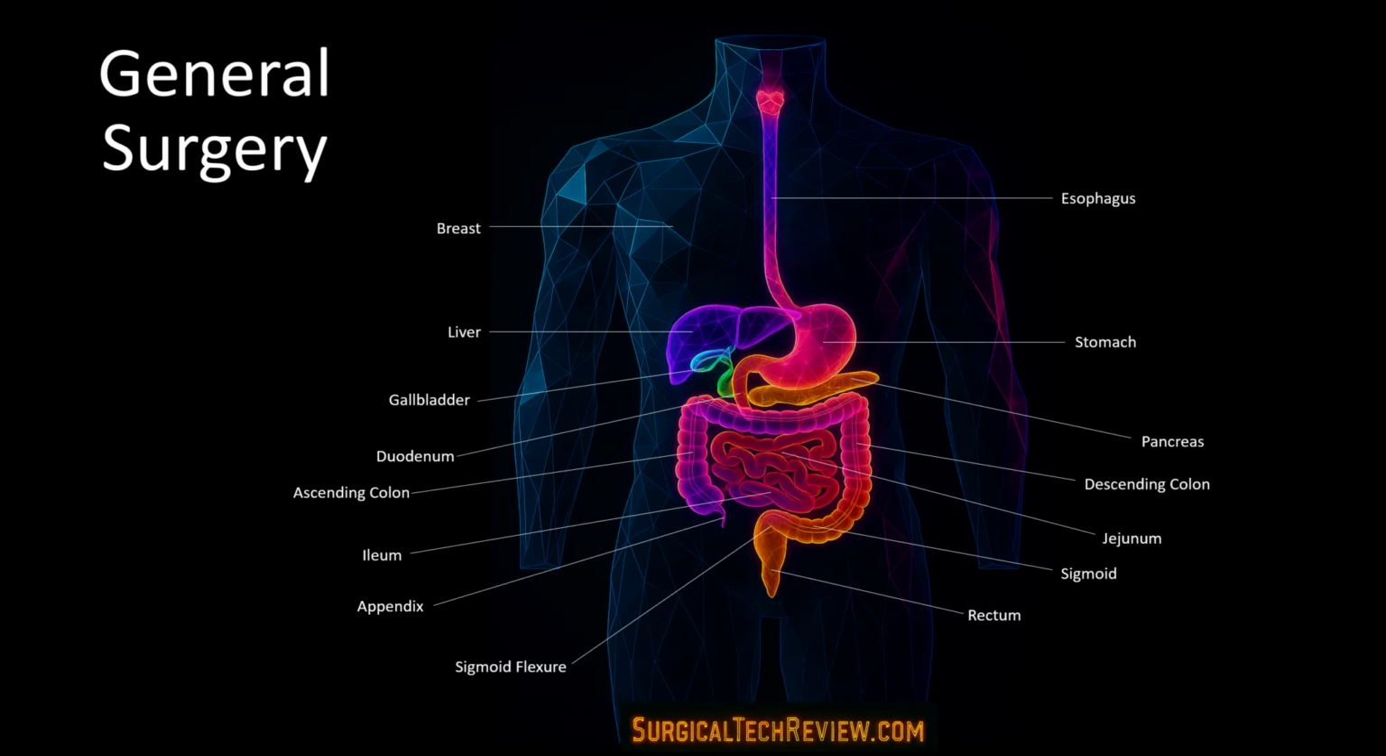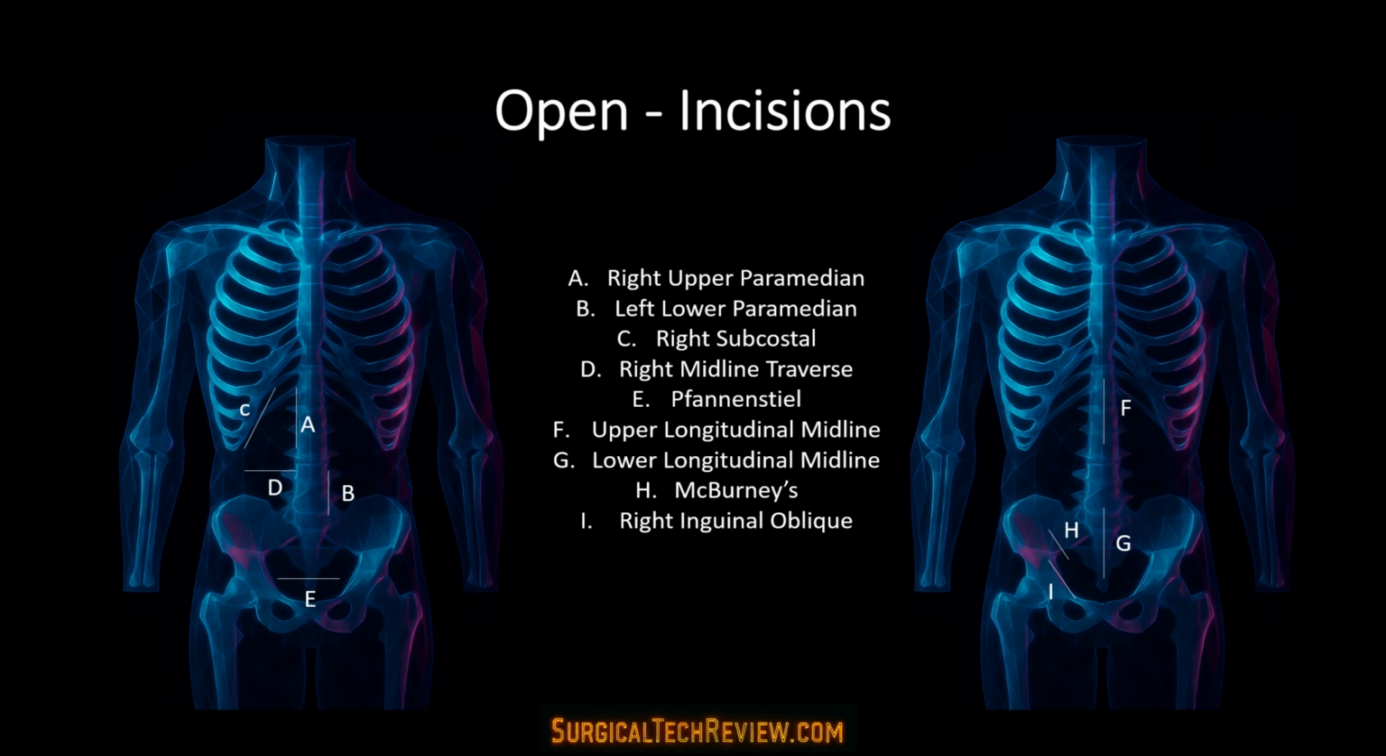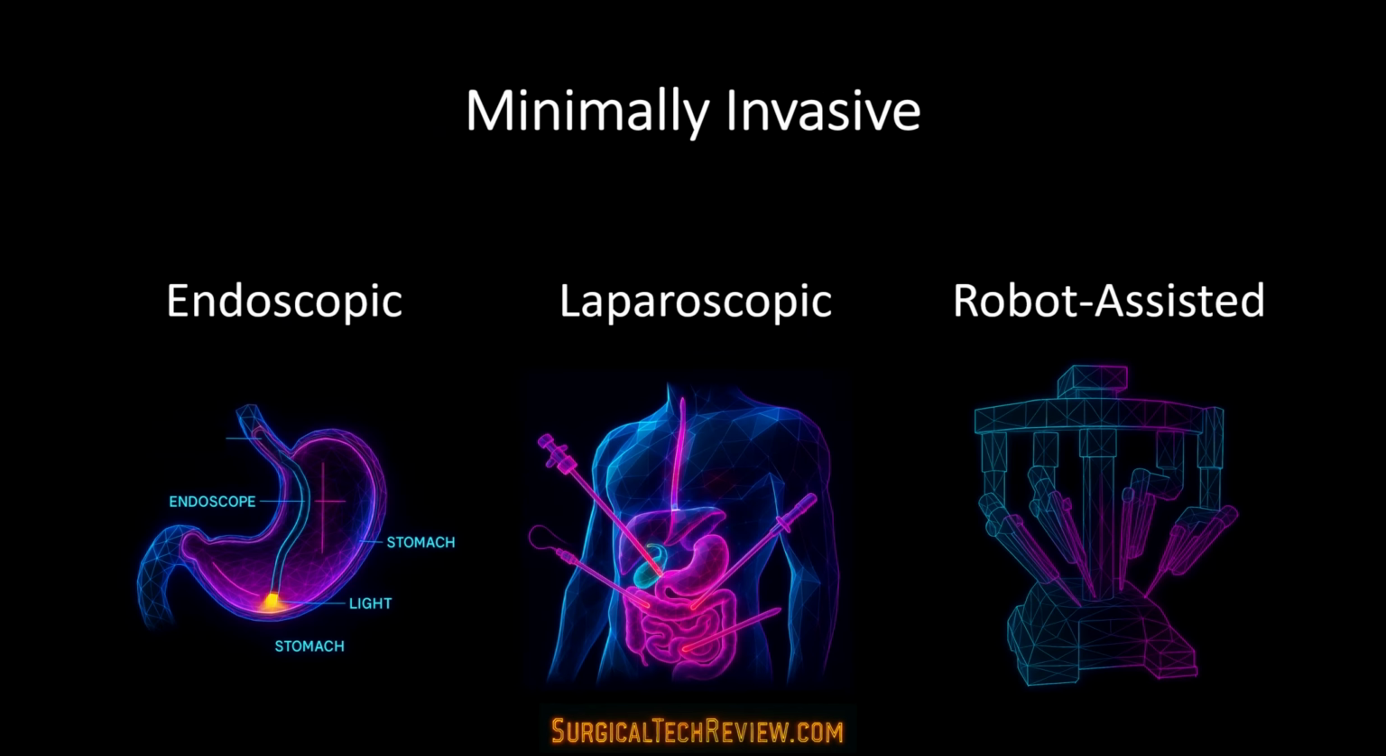General surgery involves procedures on organs such as the stomach, pancreas, colon, liver, and more. Understanding anatomical relationships is essential before learning surgical steps. Common incisions include the midline, paramedian, McBurney's, and more. Each incision provides access to specific organs while balancing exposure with healing and cosmetic outcomes. For our umbilical hernia, we'll be doing an umbilical incision. Surgery may be performed using endoscopic, laparoscopic, robotic, or open approaches depending on the case and patient condition.